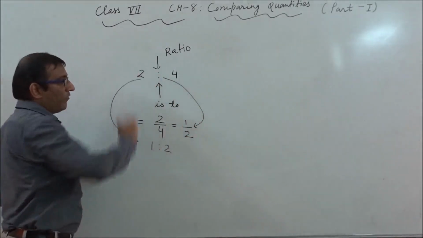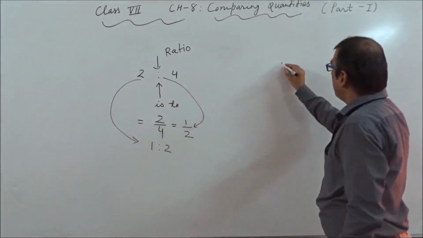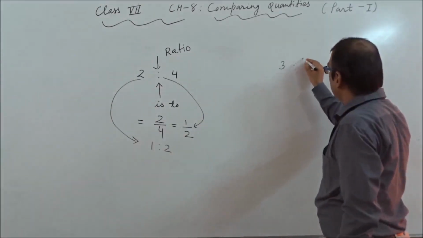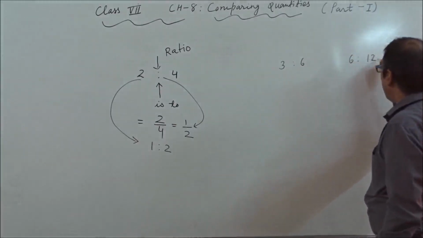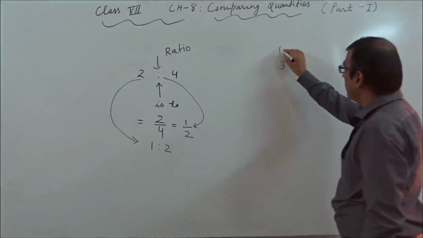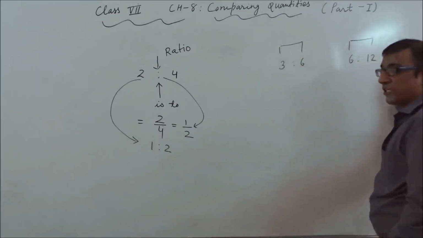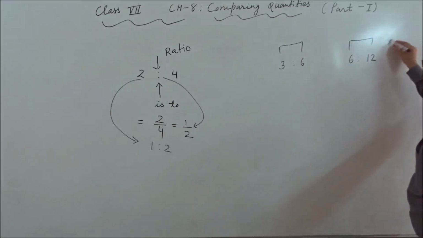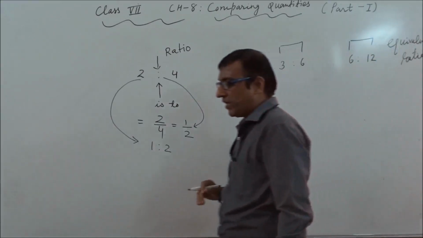So with the help of ratio, I am taking one example here: 3:6 and 6:12. These are two ratios. So how can we compare them? Can we say these ratios are equal, or is there one word, equivalent ratio? So how can we define equivalent ratio with the help of this example?